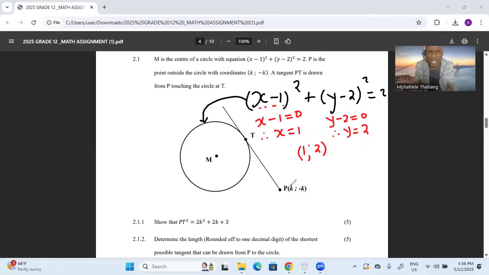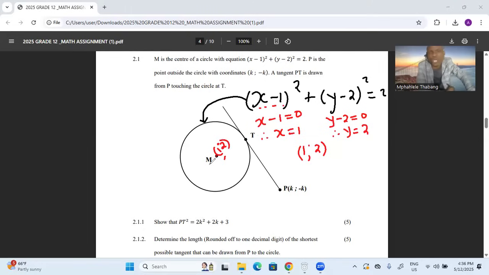So this 1 and 2 are the coordinates of the center of a circle. So guys, it's very, very important that when we give you the equation of a circle, you are able to identify the coordinates of the center of a circle. In this case, the coordinates of the center are (1, 2), which means that the coordinates of M, because M is the center of the circle, are (1, 2).